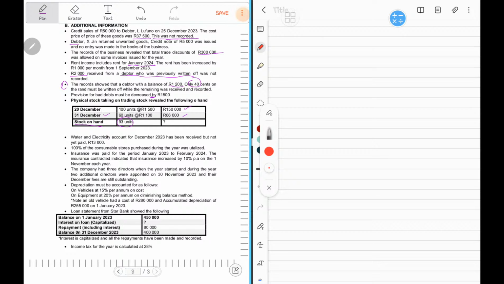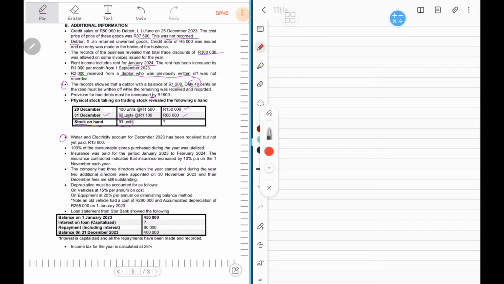Remember, we want to find the trading stock on hand, which will be the one that we're going to use to calculate what? To calculate the trading stock deficit. Someone asked earlier on how we're going to calculate trading stock deficit. So I'm going to show you how we calculate trading stock deficit. Remember the business is using FIFO method. So we have to use the FIFO method to find the value of the closing stock on hand.